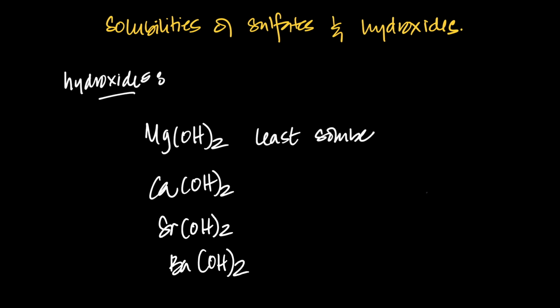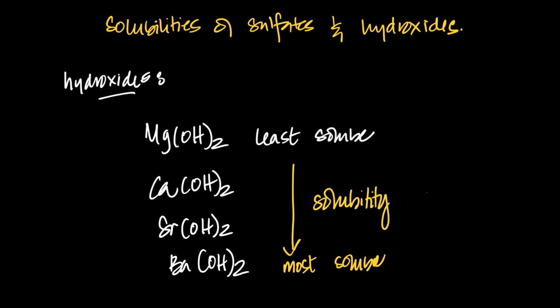As you go down this group, solubility increases, and barium is the most soluble of them all. Of the hydroxides, not the sulfates, we'll get to the sulfates later. Solubility increases. What that means is that eventually you are going to make barium hydroxide. When you add that to water, the pH will go up to about 13 to 14. But these others will be about 11, 12, and then you go up to 13, 14.